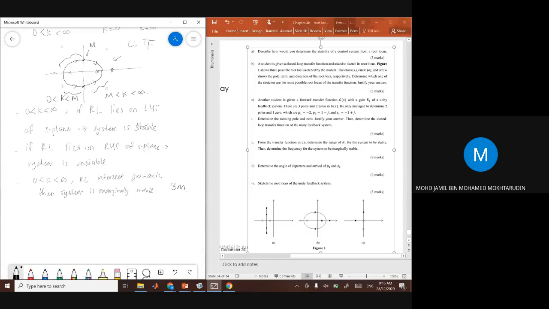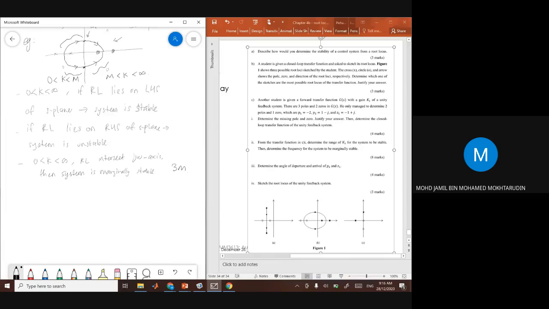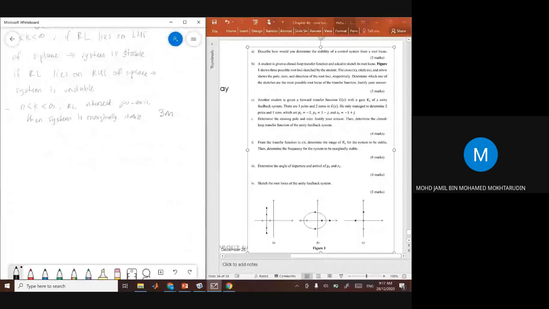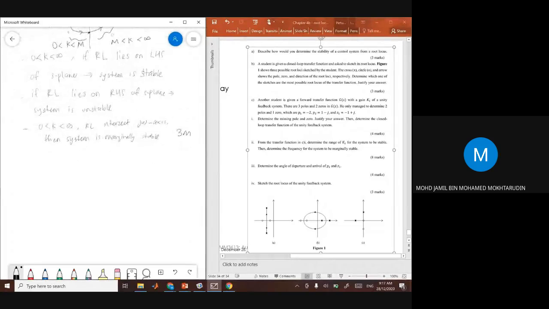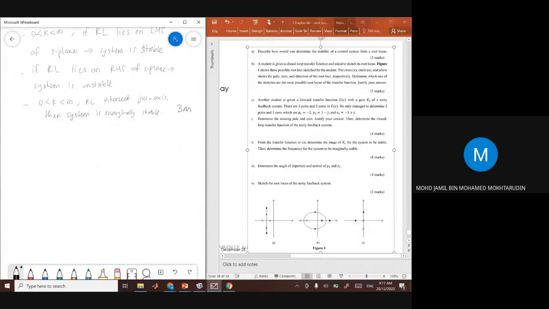Okay, so for this question, you can either answer by giving an example, or you can give some description. Both ways are correct, as long as there are these 3 points: stable, unstable and marginally stable.